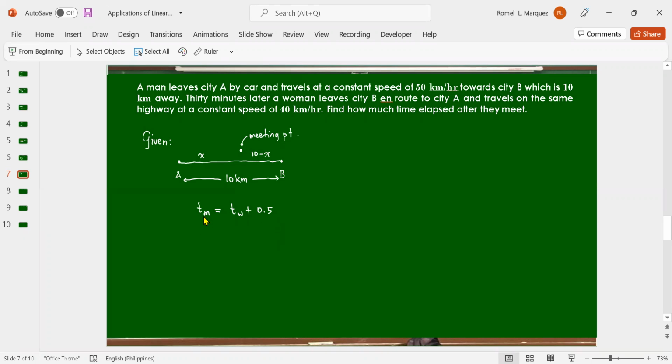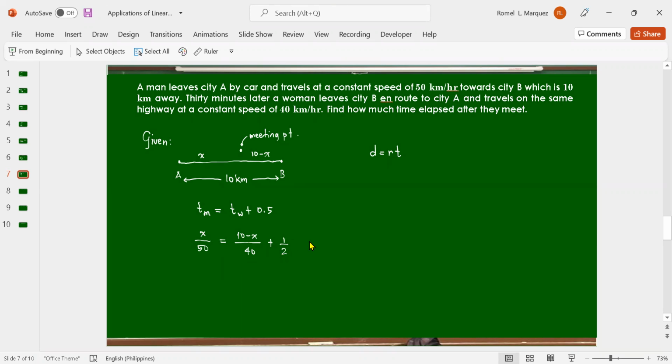So, what is distance? Distance is equal to rate multiplied by time. So, what is our T? D over R. What is the D of the man? X. What is the rate of the man? 50. X over 50 is equal to the time of the woman, 10 minus X, over the rate of the woman, that is 40. Distance over rate is time, no? Plus 0.5 or 1/2.